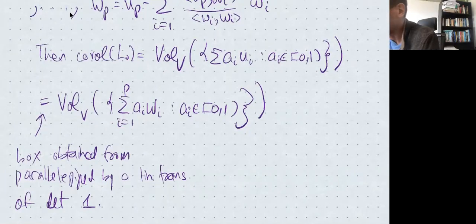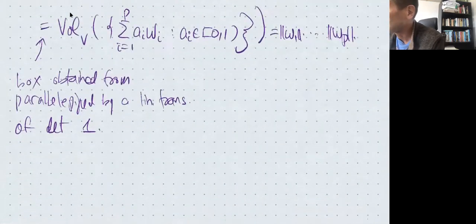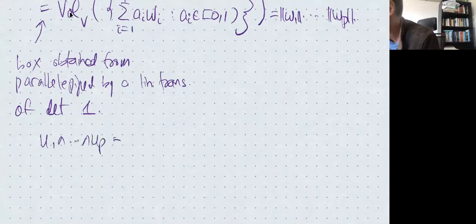And by what we already saw, this is the product of the norms of the w_i's. So we're getting the product of the norms of the w_i's. And now let's check that's also what the exterior power of the u_i's would give us. So the exterior power of u_1 up to u_p is, I'll just write it this way.